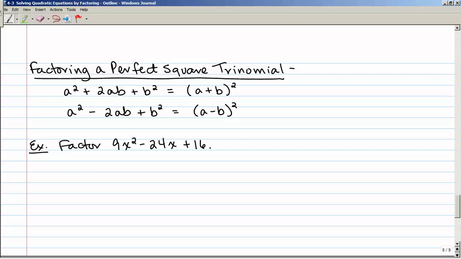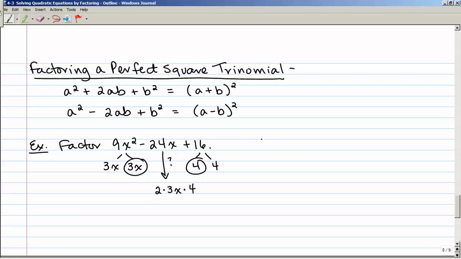Now, the trick to this is recognizing what a and b are. So I'm noticing that 9x squared is a perfect square. It's a 3x and a 3x. 16 is also a perfect square. It's a 4 and a 4. Now, the pesky part is this middle term right here, this 2ab. So is my middle term 2 times one of these times one of these? 2 times 3x times 4 is indeed 24, so this is a perfect square trinomial.